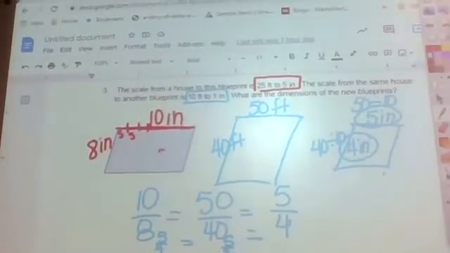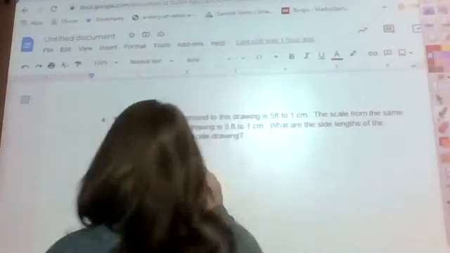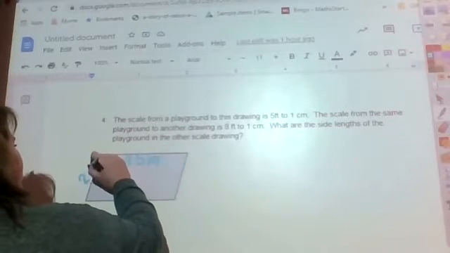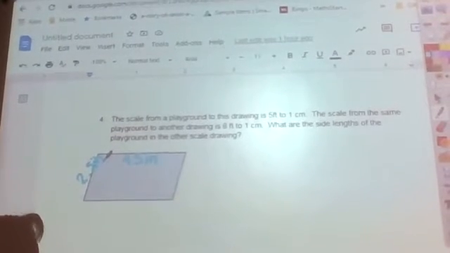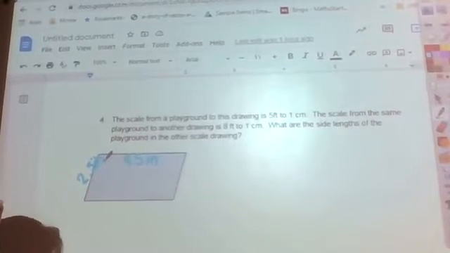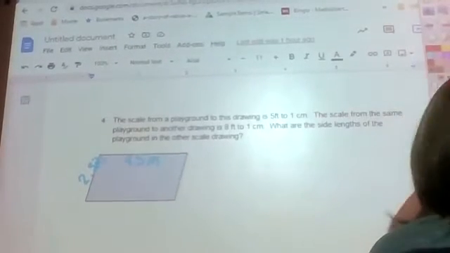All right, last but certainly not least. All right, the scale. So this right here is 4.5 inches, and this is 2.5 inches. The scale from the playground to this drawing is 5 feet to 1 centimeter. The scale from the same playground to another drawing is 8 feet to 1 centimeter. What are the side lengths of the playground on the other scale drawing?